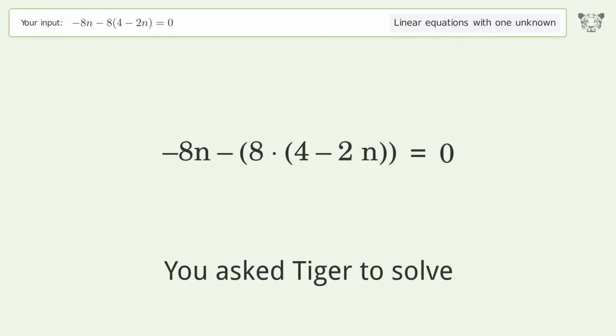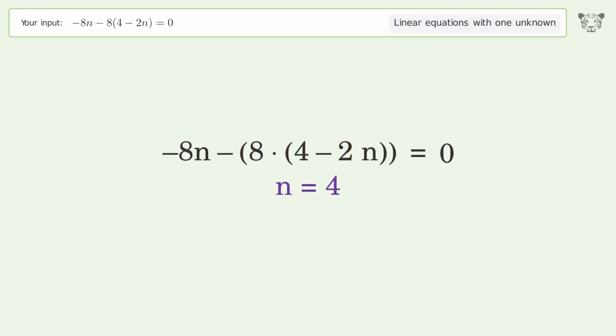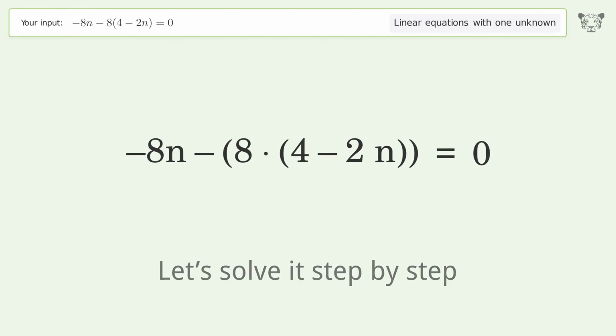You ask Tiger to solve this. This deals with linear equations with one unknown. The final result is n equals 4. Let's solve it step by step.